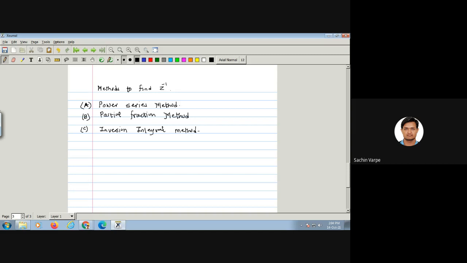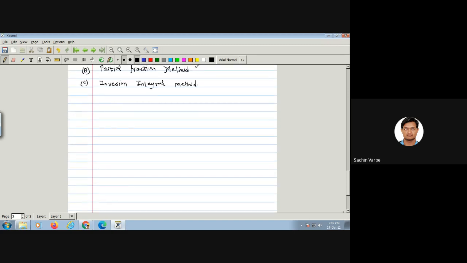Out of these three methods, the first one we have discussed somewhere in the previous classes also. The third method is completely new to you, and we are going to extend this third method in the last unit, complex variables. There we are going to discuss in detail the inversion integral method. So here, let us start with the power series method to find the inverse Z transform.